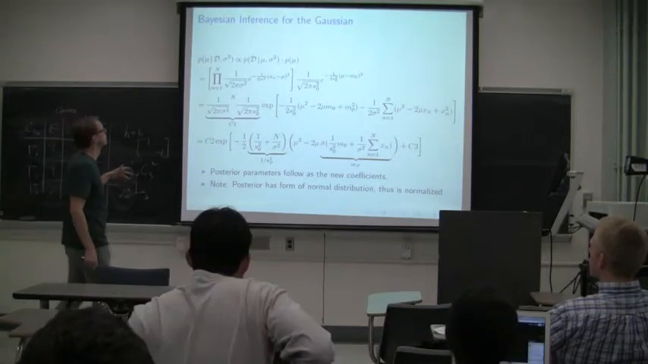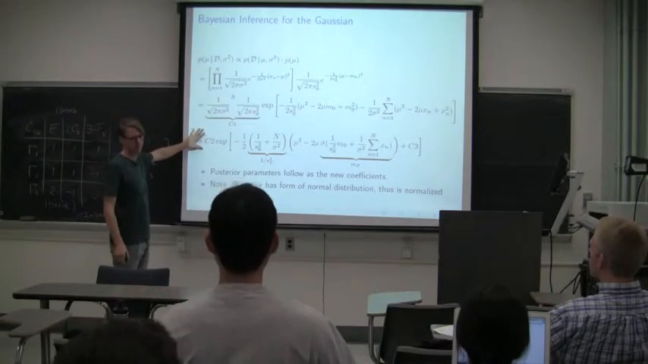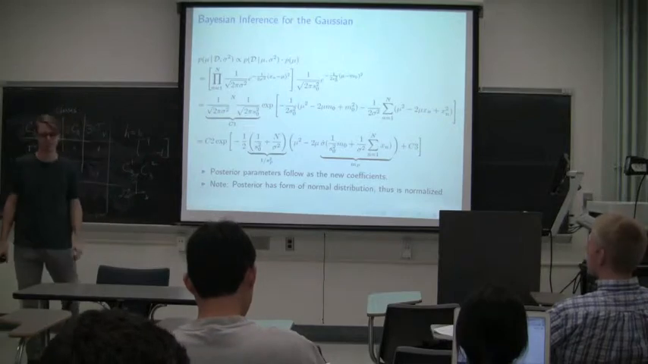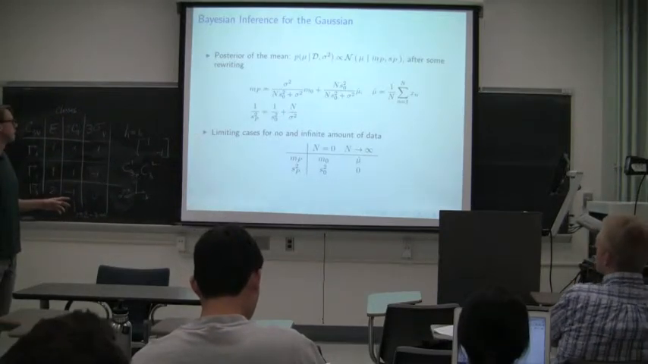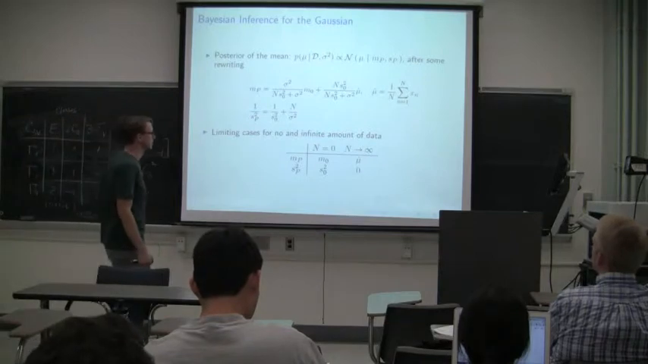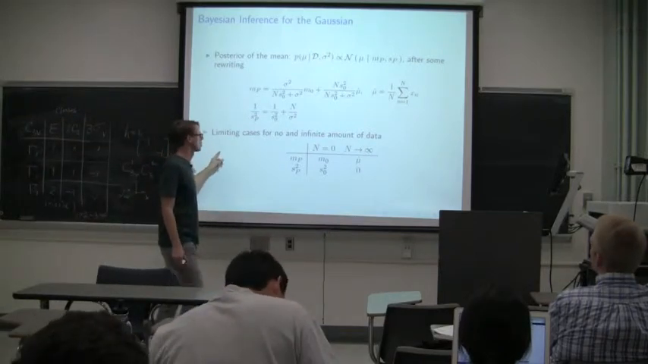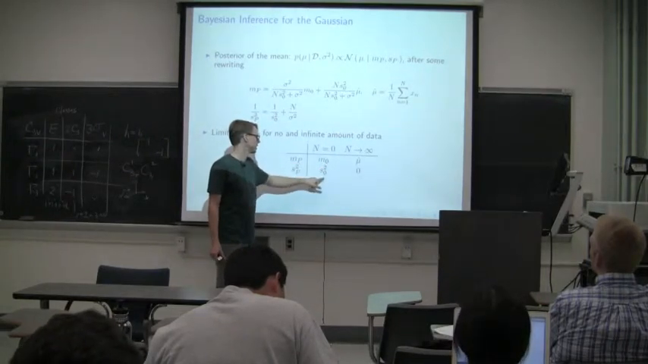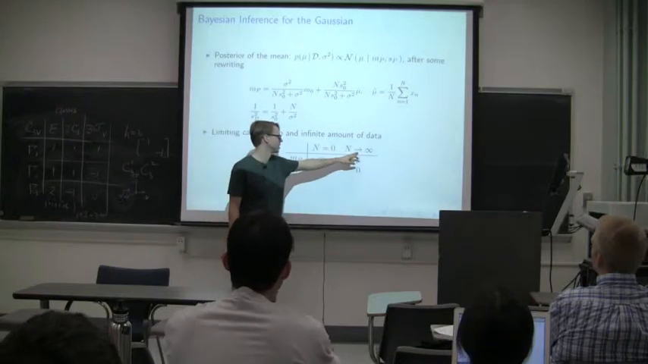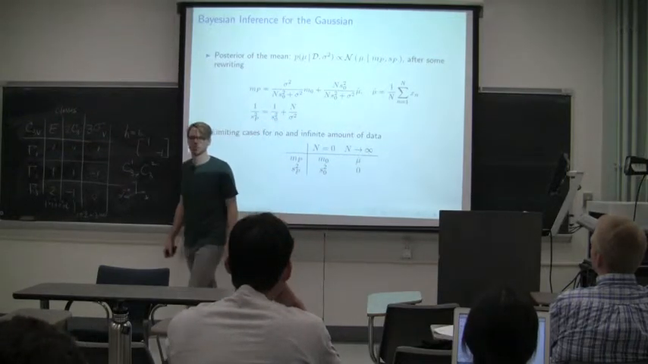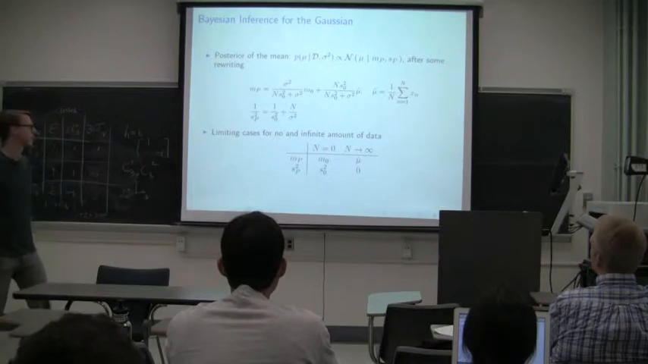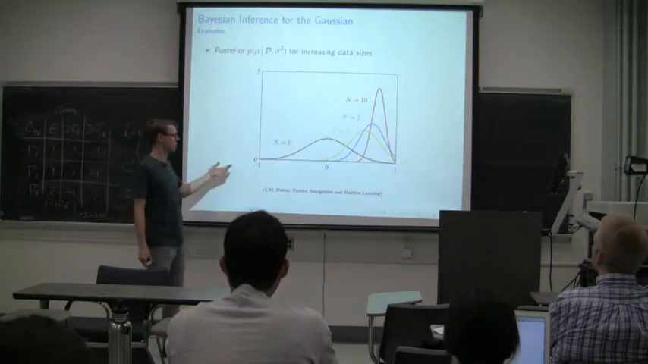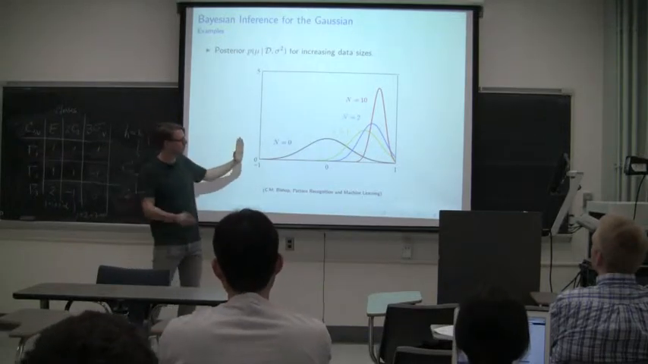Okay, so the nice thing, sometimes, if you use these conjugate priors, is that we can get the posterior in closed form. Here we looked at the posterior parameters, where we saw that if we don't have any data, then we basically have the prior. If we have an infinite amount of data, then we are at the maximum likelihood estimate. And we also saw that if we increase the sample size, then this becomes more and more peaked.